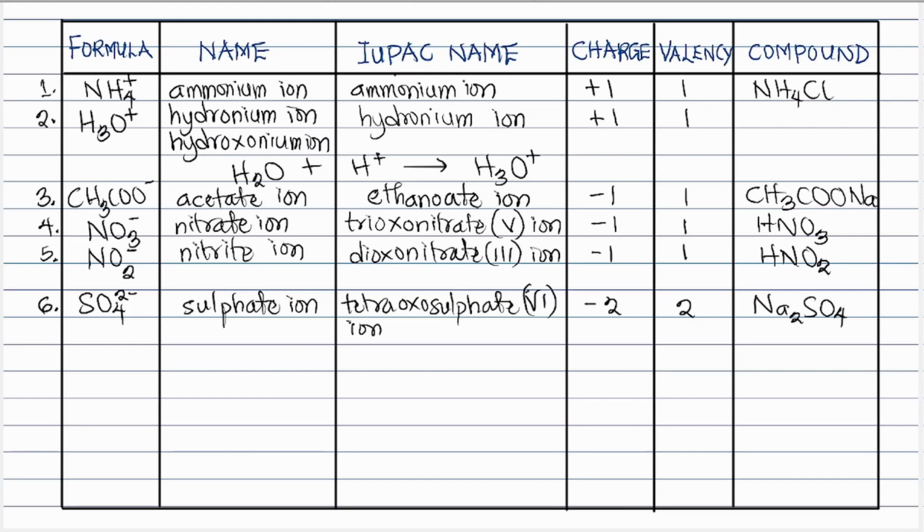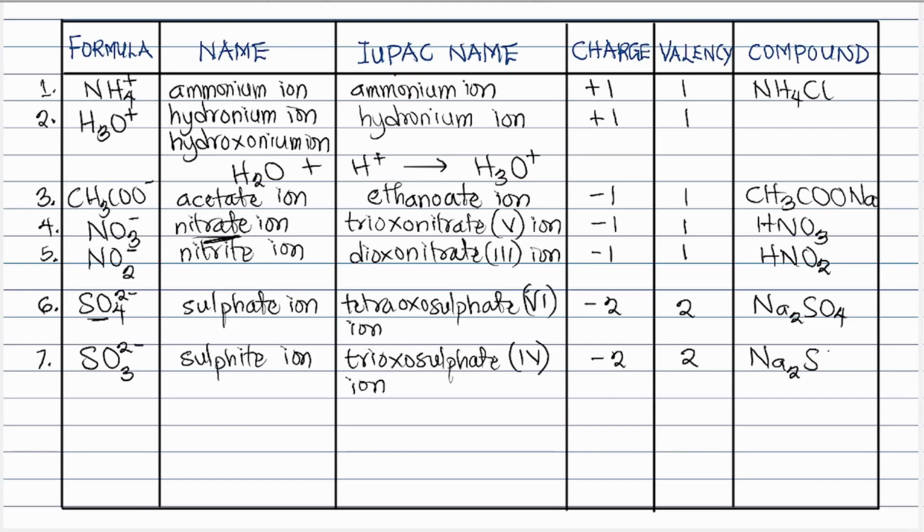Na2SO4. Now, a sister compound, just like we saw in the case of the nitrate ion, is the sulfite ion. And like you easily guessed, the sulfite ion is just one oxygen atom fewer than the sulfate ion. So in this case, it's going to be SO3 2-. Its IUPAC name is trioxosulfate 4 ion. It has a charge of -2 and a valency of 2. And a typical compound is sodium trioxosulfate 4.